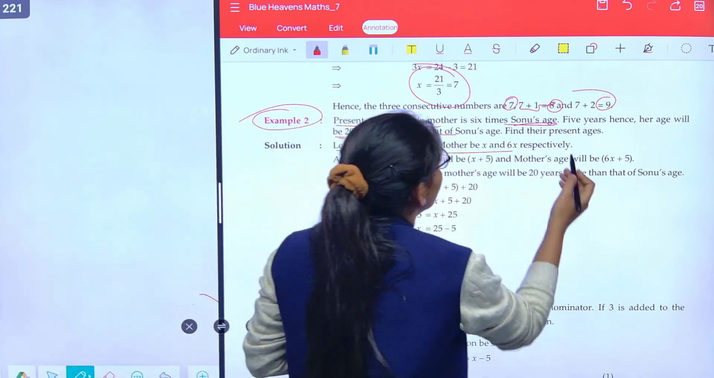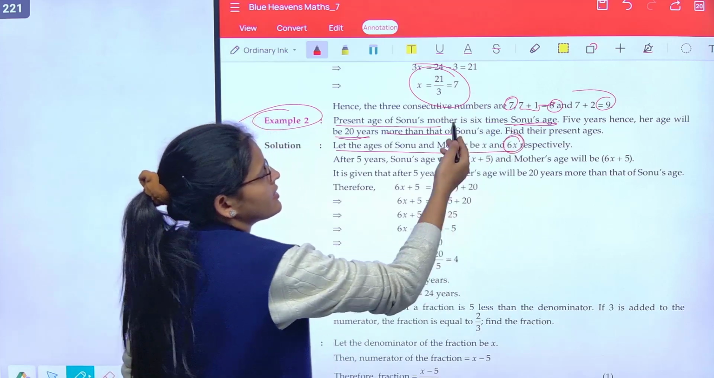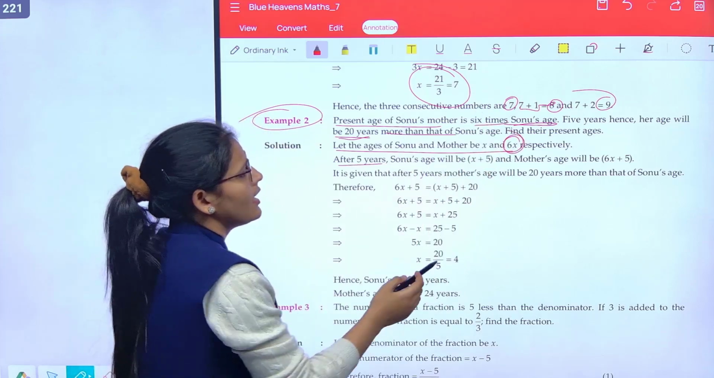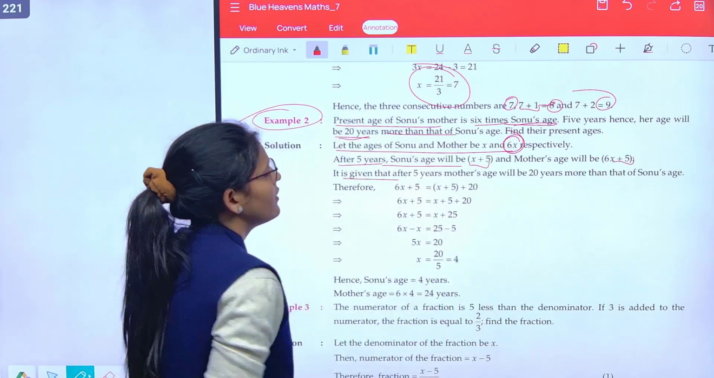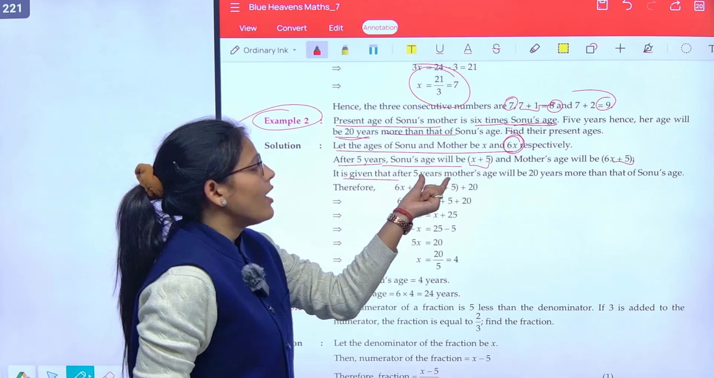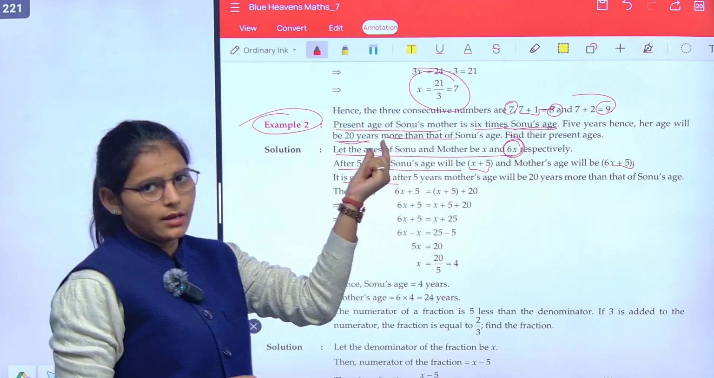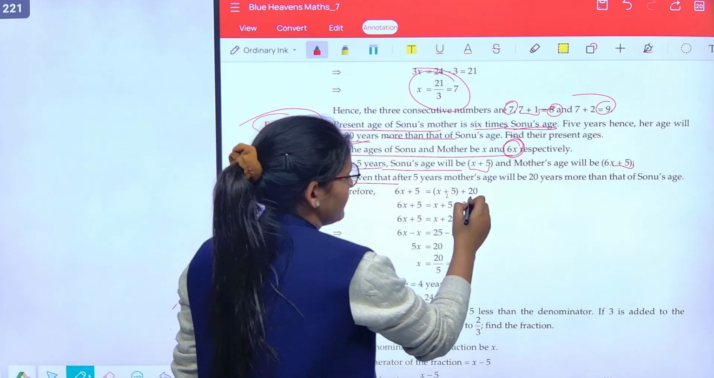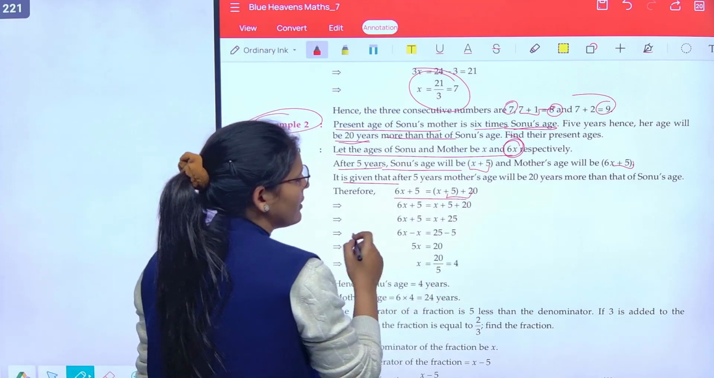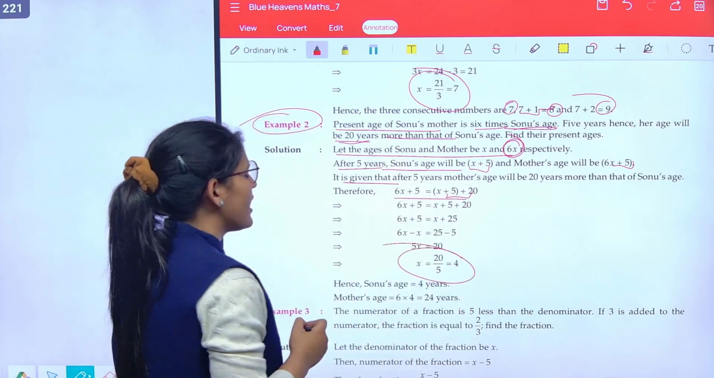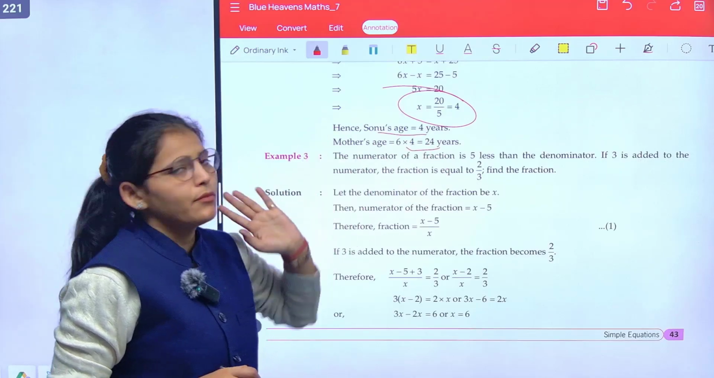Let the ages of Sonu and mother be x and 6x, क्योंकि 6x यानी कि उसकी 6 टाइम थी. Now after 5 साल तो क्या होगा, x plus 5 और 6x plus 5. Now it is given to class, after 5 years mother's age will be 20 years. जो मदर की एज है वो 20 साल हो जाएगी. तो class हम किस में add करेंगे, उसके बेटे में, क्योंकि उन दोनों को हमें equal बनाना है. Then हम उसको found out करेंगे. x की value क्या होगी, 4, सोनू की एज क्या है 4 और उसकी मम्मा की एज क्या है 24.